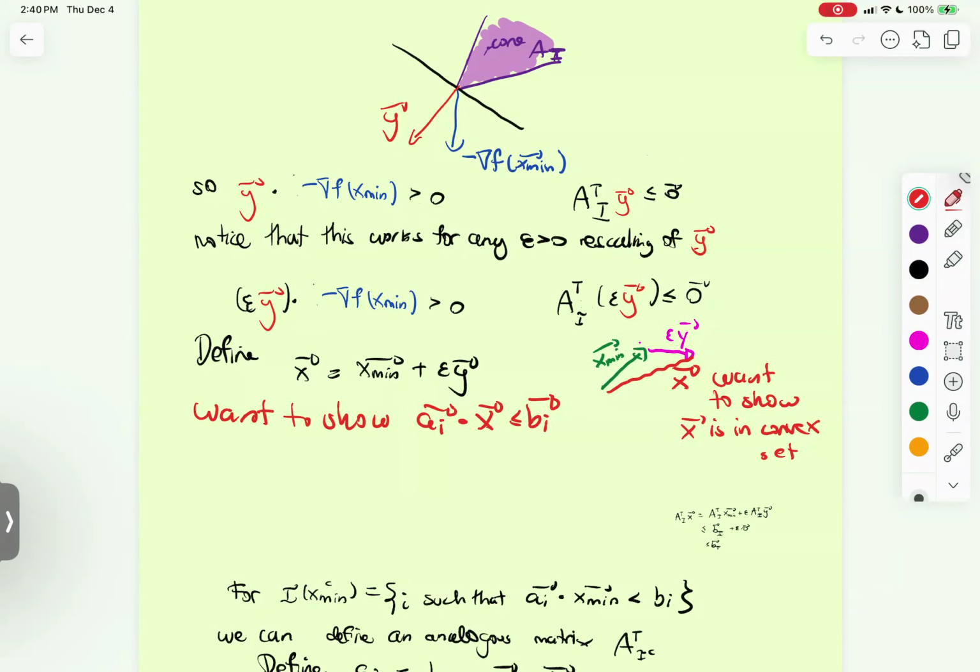One is when this index i happens to be in the activation set, and the other is when it is not. But first, before I do that, let me just write this down. This is the same as showing that a_i dot x mean plus a_i dot epsilon y should be less than or equal to b_i.